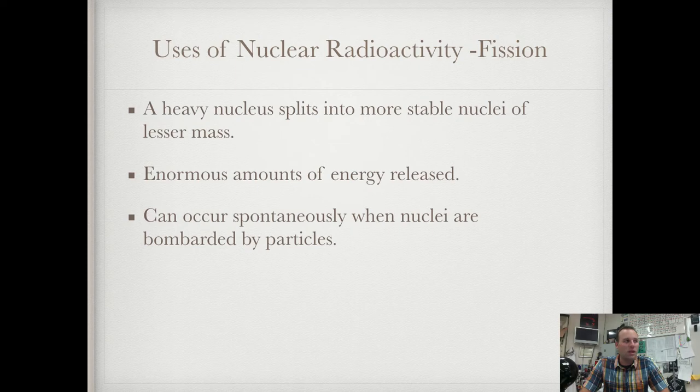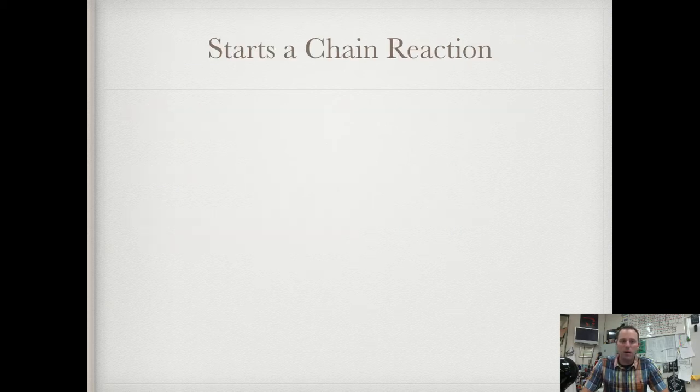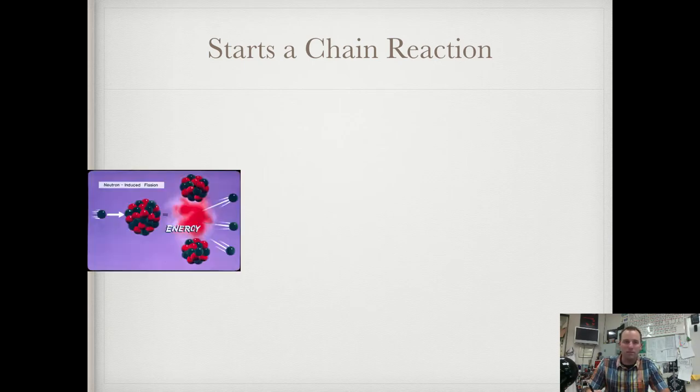Basically, in fission a heavy nucleus, remember our large unstable nucleus, splits in half, into two more stable nuclei. The smaller they are, the closer they are to that 1-to-1 or 1.5-to-1 neutron to proton ratio, and that's what makes them more stable. And in the process, we release a ton of energy. This occurs when nuclei are bombarded by particles and it starts a chain reaction. Remember, one thing leads to another.